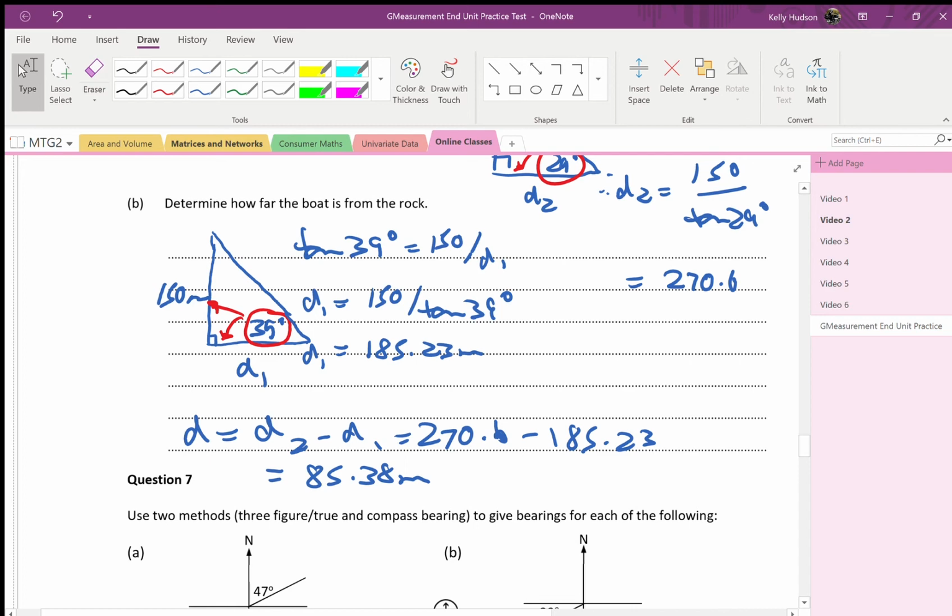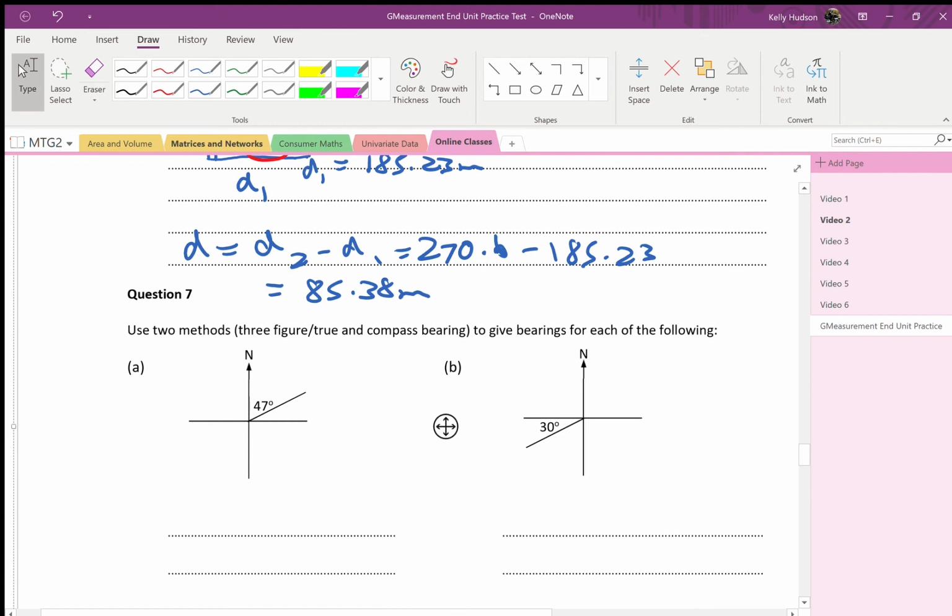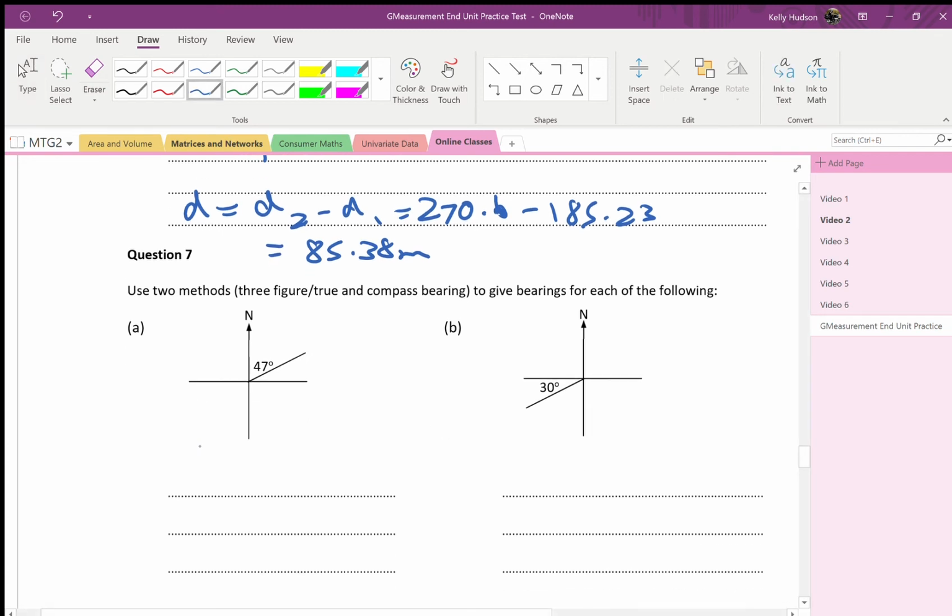Right, question 7. Use two methods, three-figure true and compass bearings, to give the bearing of this. So 47 degrees. Let's do the true first. That's just 047 degrees T, or you could have just 47 degrees T, either one of those two.